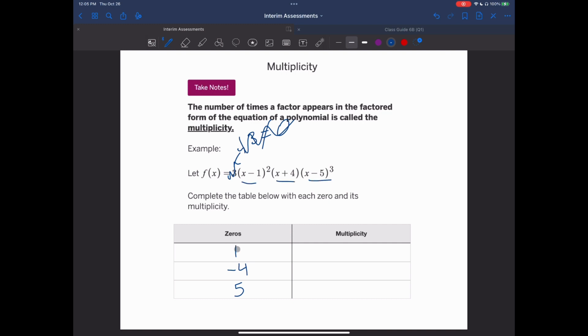So the 0 of 1, we would say has a multiplicity of 2 because of this exponent, which means it's going to bounce at the x-axis there. Our 0 of -4 has our normal multiplicity of 1. If you want, put a 1 right there. And then the last one we would say has a multiplicity of 3. Now, these ones are odd numbers, the 1 and the 3. So those are going to do a normal thing and they just cross through the x-axis. It's the even ones that are going to make it bounce at the x-axis.